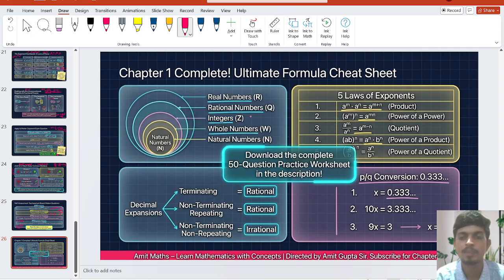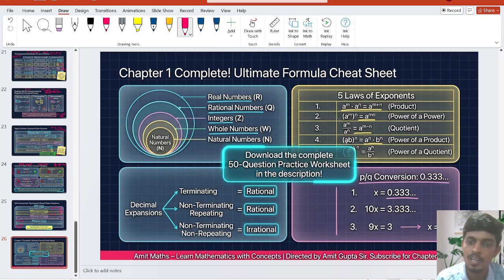Complete ultimate formula revision. Real numbers are represented by R, rational numbers by Q, integers by capital Z, whole numbers by capital W, and natural numbers by capital N. Laws of exponents, I told you: a to the power m into a to the power n is equal to a to the power m plus n, the product rule. (a to the power m) to the power n is the power of a power. a to the power m upon a to the power n is a to the power m minus n.